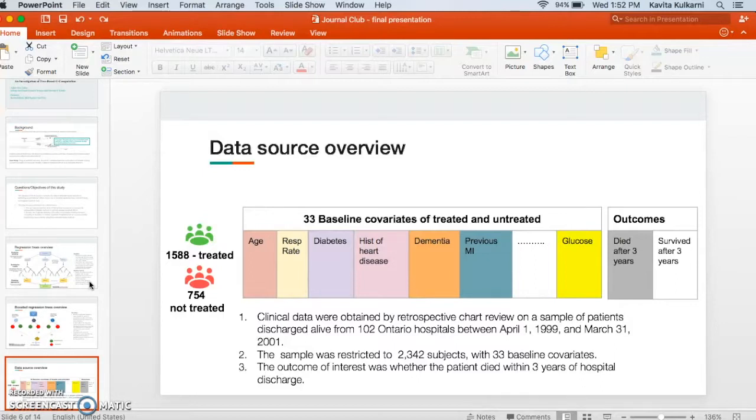The total number of subjects were 2,342, out of which 1,588 were treated, 754 were not treated. And through extensive feature identification techniques, the authors narrowed down on 33 baseline covariates, which were of significance, both in the treated as well as the untreated group. And essentially, the outcome of interest used within the study was whether the patient survived after 3 years of discharge or did the patient die. So this is the data set that they procured.